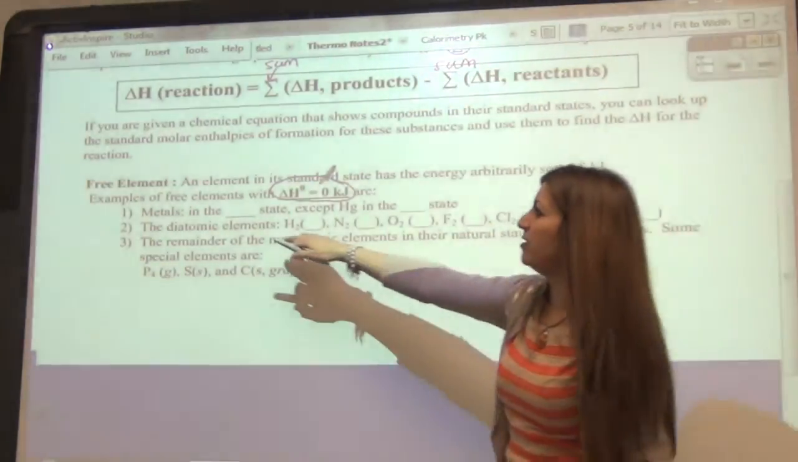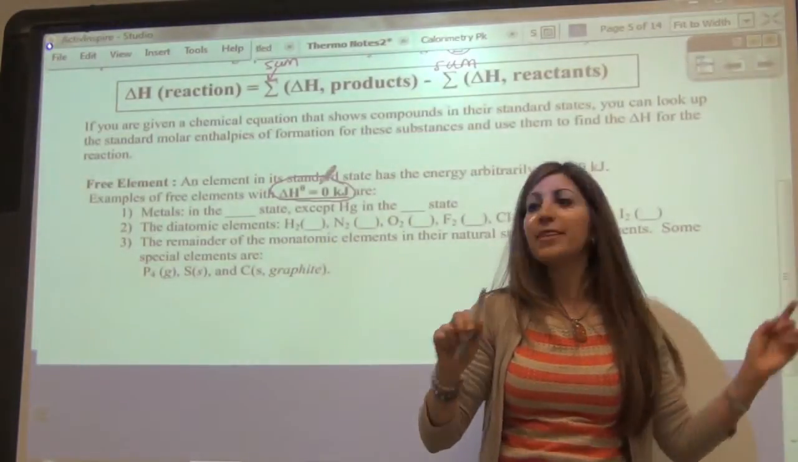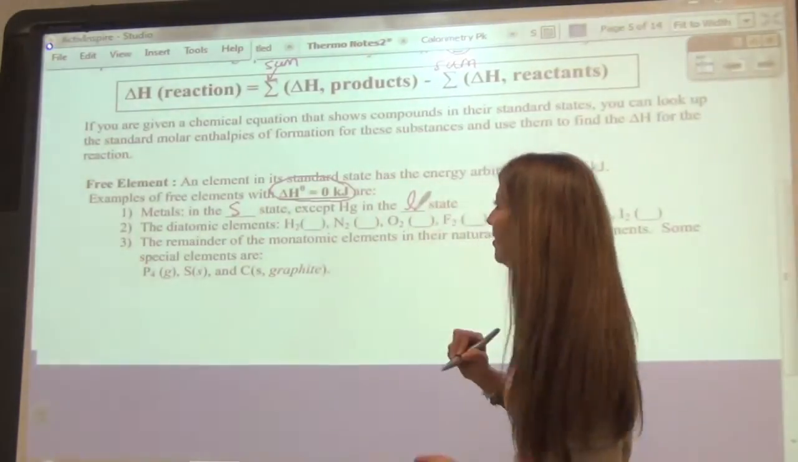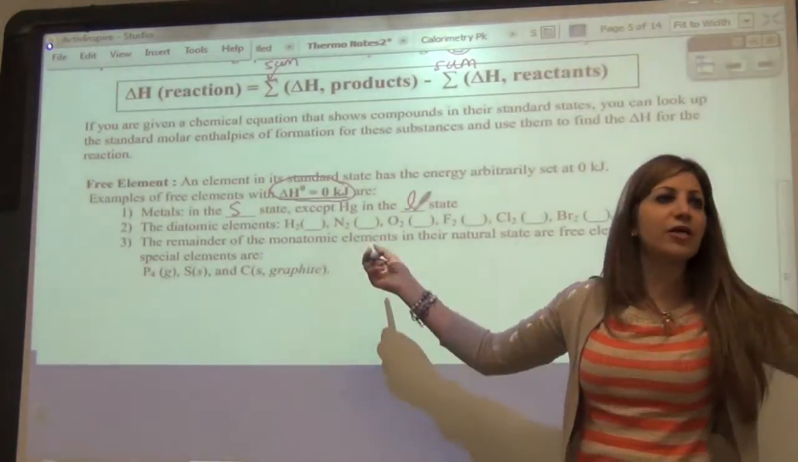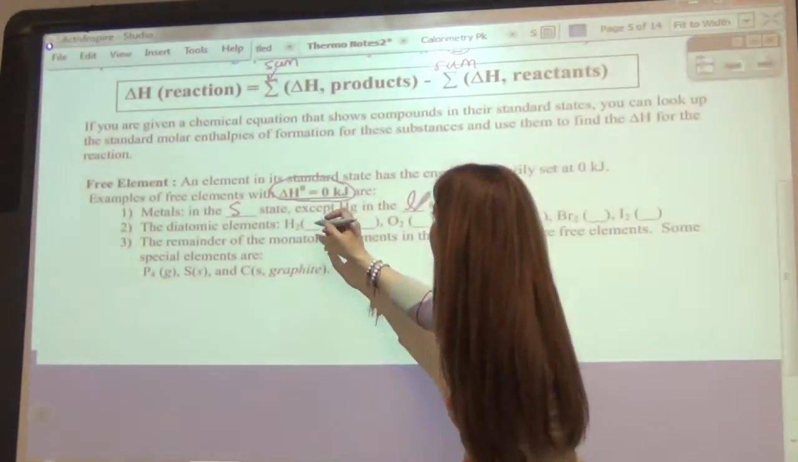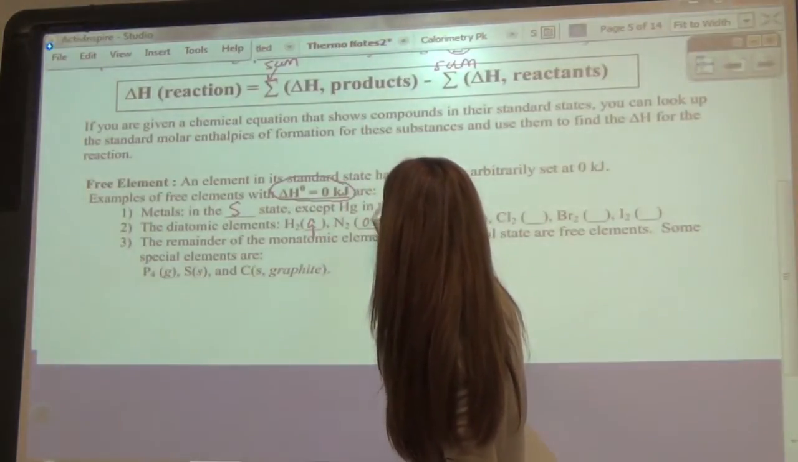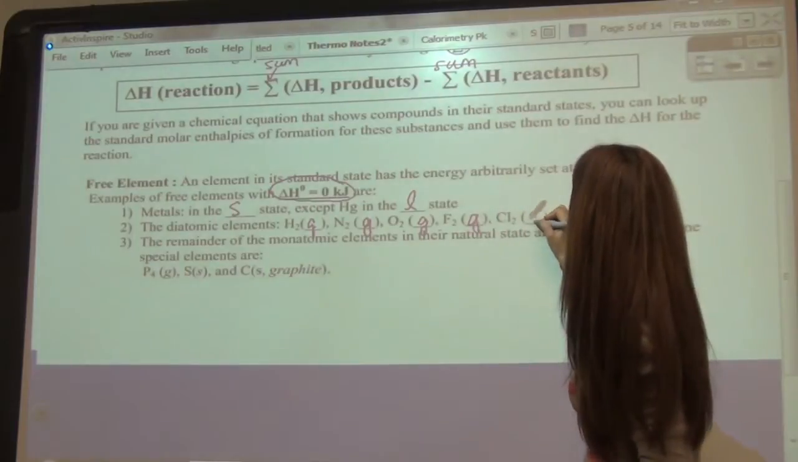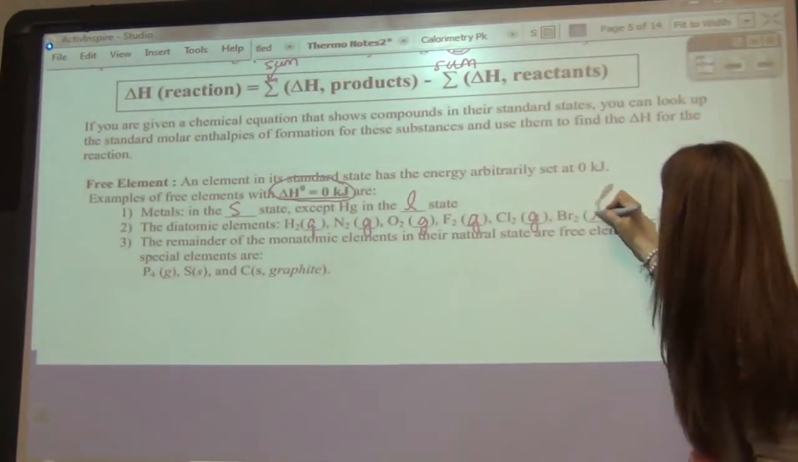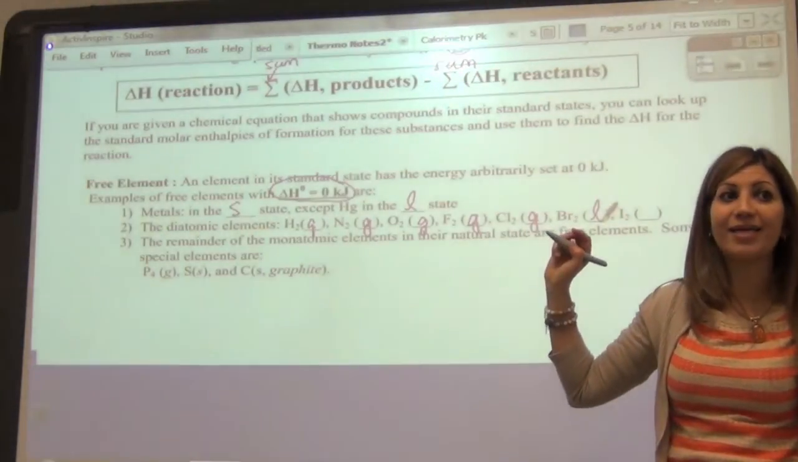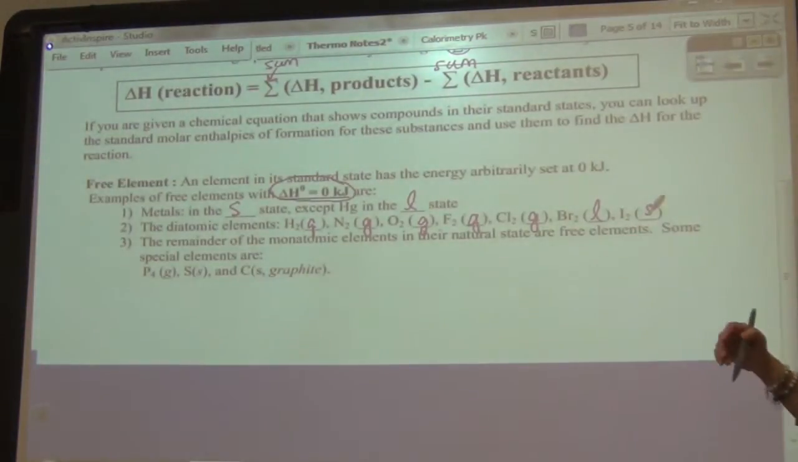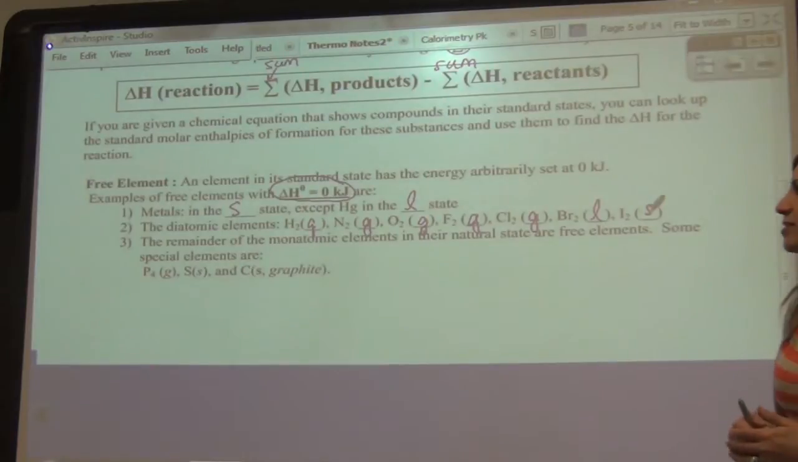So metals in what state typically? Solid. Awesome. Except mercury. Mercury is a liquid. Very good. The diatomics. Look at hydrogen. What would hydrogen be? Gas. Nitrogen? Gas. Oxygen? Gas. Fluorine? Chlorine? Bromine? Liquid. Awesome. Iodine is black. Solid. The remainder of the monatomic elements in their natural state are free elements.